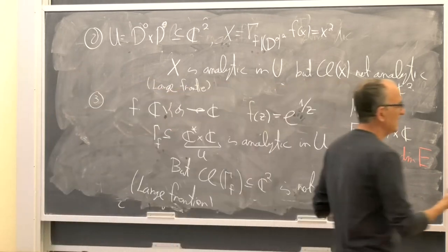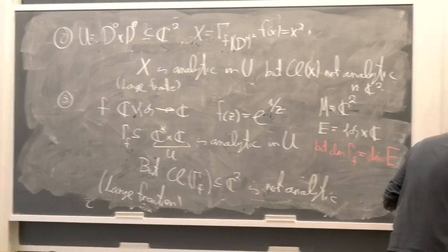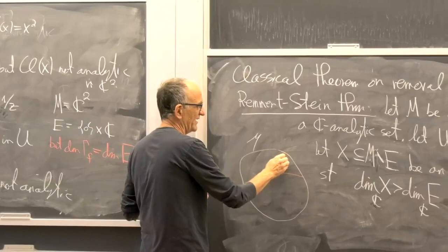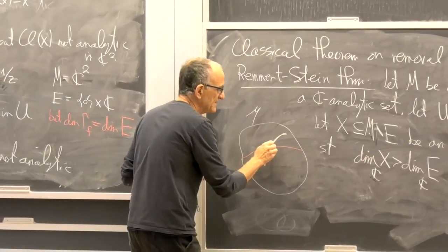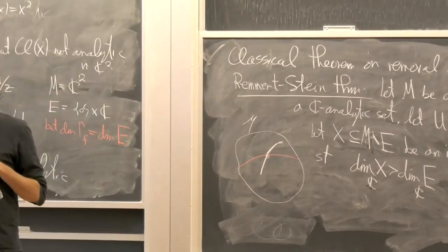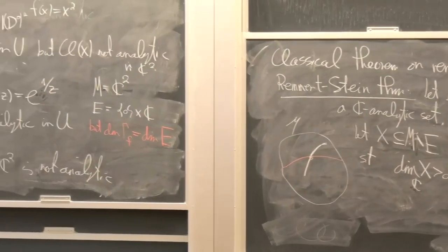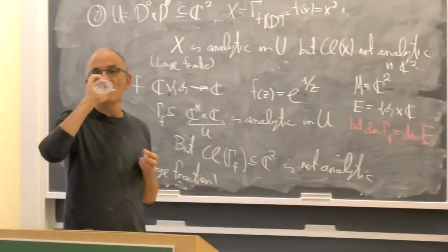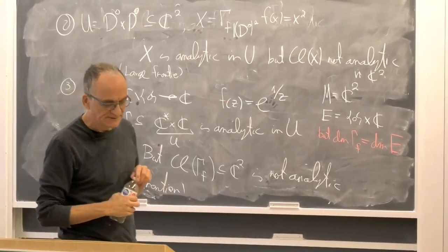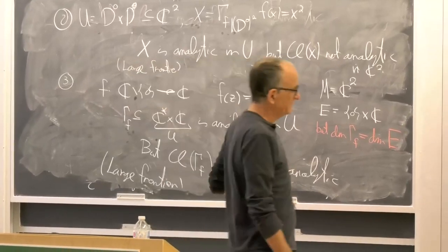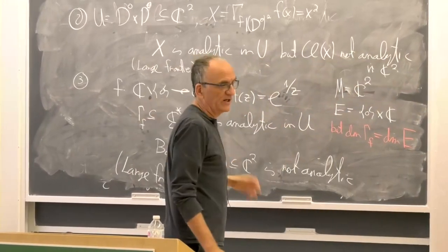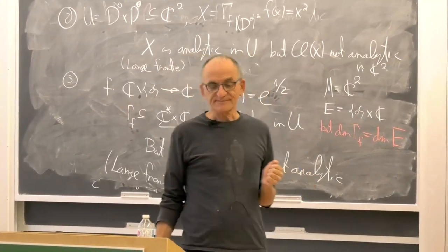But the point is that if the dimension of the red part is less than the dimension of the white part, then somehow you can look at the closure on the red part and everything will still be okay. So E is very small compared to X. So if you remove a point from C squared, you're always okay.